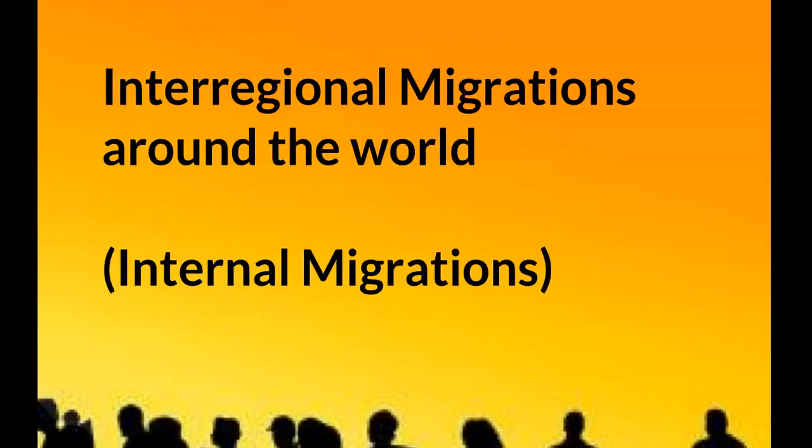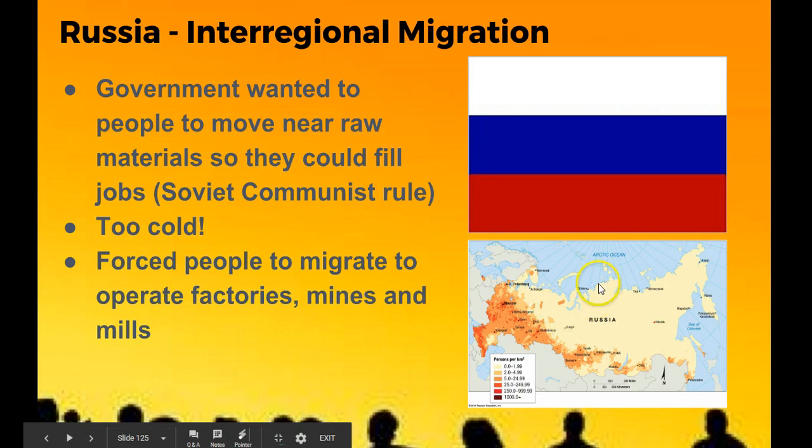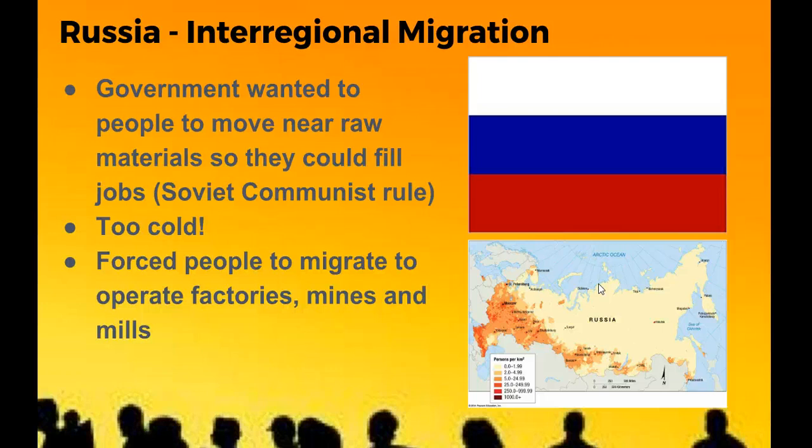Alright, so now we're going to look at a few key internal migrations or interregional migrations around the world. The first one again is Russia. Russia wanted to move people more towards the north in the eastern part of their country. That's where all their big supplies were, the raw materials. And they wanted people to move over there so they can fill those jobs. They would prefer the factories to be near the raw materials so they wouldn't have to ship it that long distance. The main thing about it is that it was too cold. At first, they started forcing a lot of people to Siberia, away from the center of population.